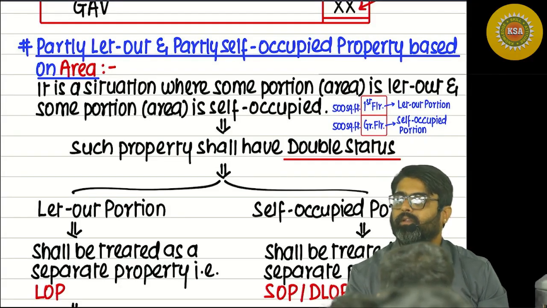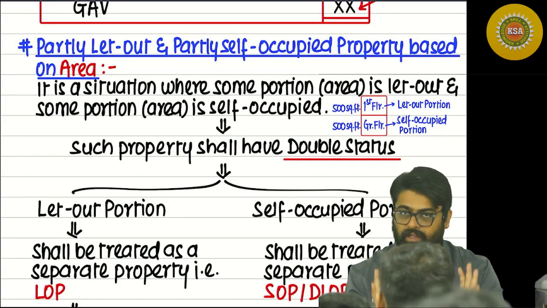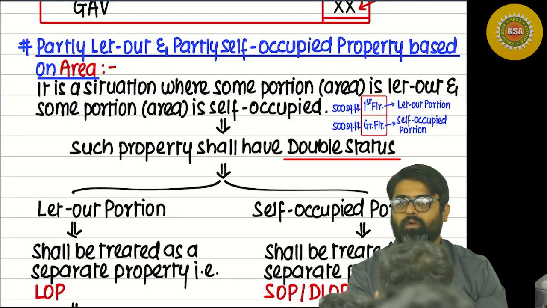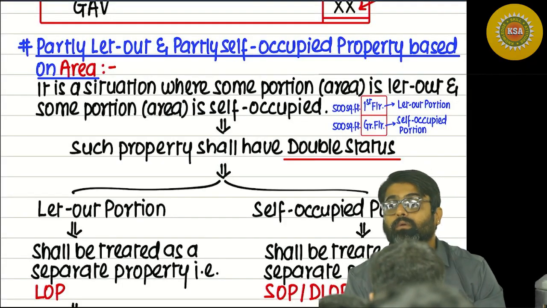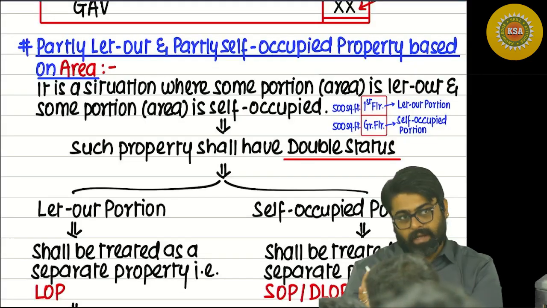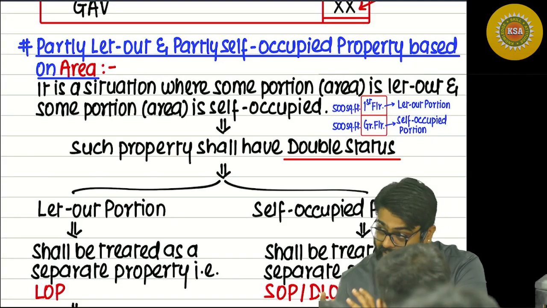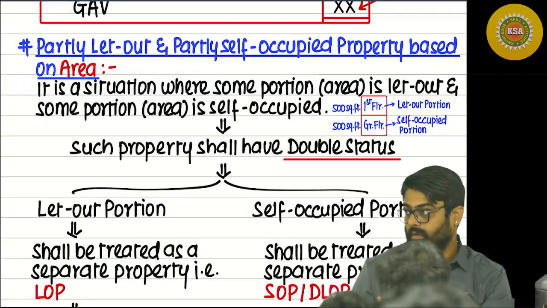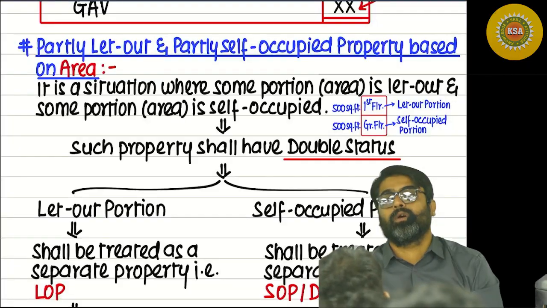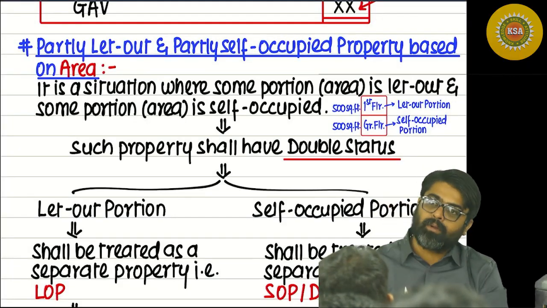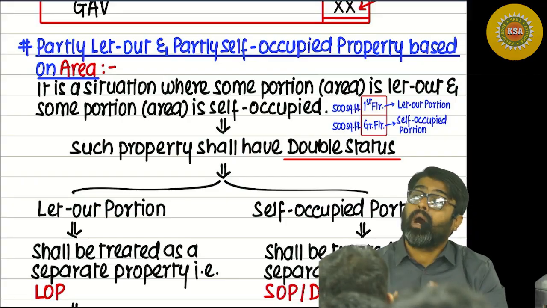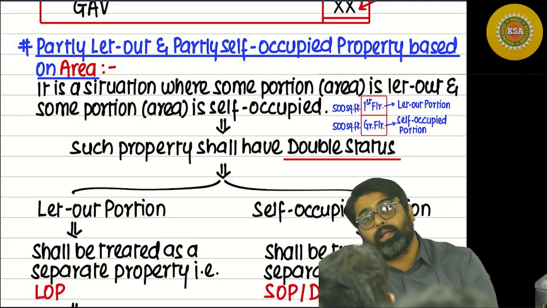Can you have a single property having 3 rooms? 1 room self-occupied, 2 rooms let out. Possible. So what are you doing? Are you keeping the entire property as self-occupied? No. Part of the property is self-occupied and part of the property is let out. Yes or no? Are you keeping the entire property as let out? No. Part of the property is let out and part of the property is self-occupied.